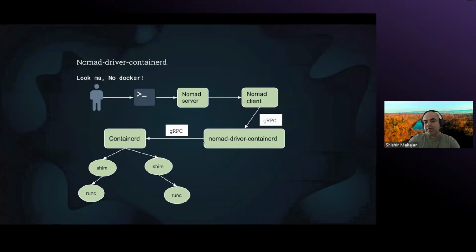And the task driver at that point can directly talk to containerd over gRPC, launch the shim and the container, and the driver can manage the lifecycle for you.